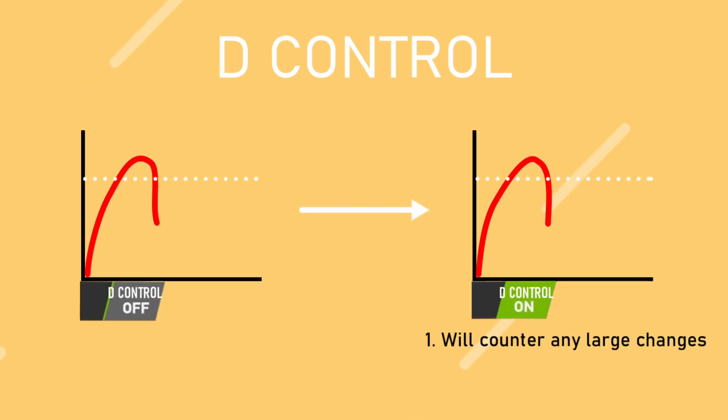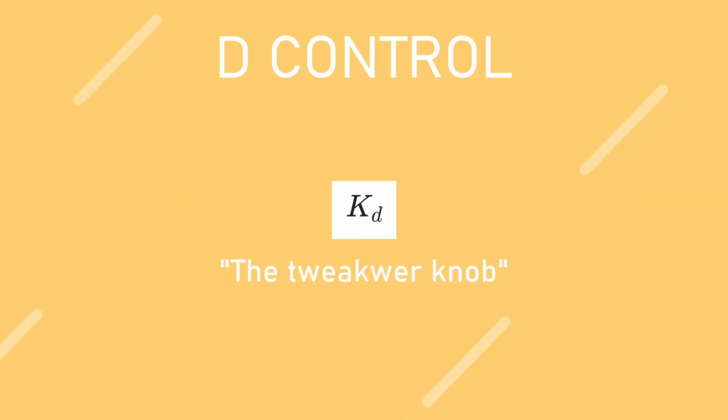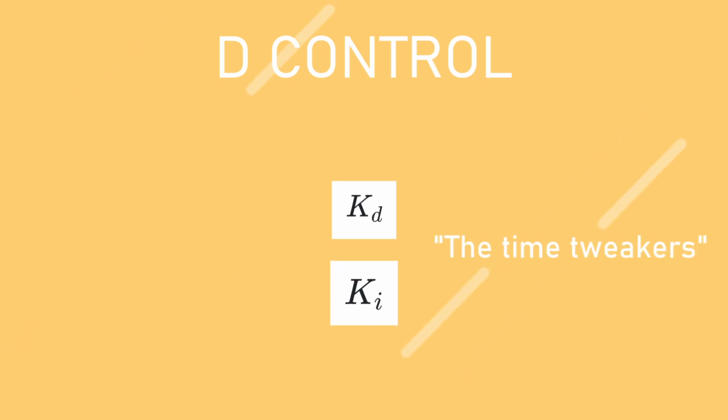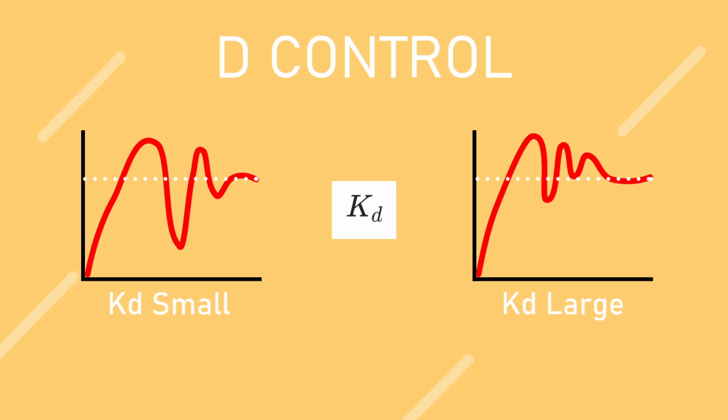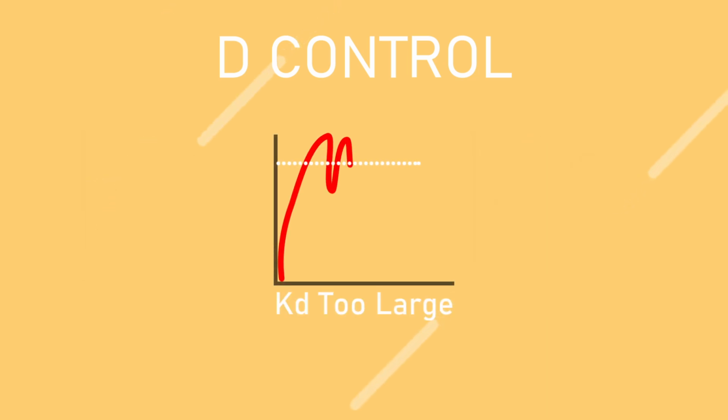D control will counter any larger changes by measuring the amount of error each loop, compares the amount of error this time and last time, and changes the value correspondingly. Again, Kd here is the tweaker knob in this math. Kd is also like Ki where you tweak the time. Kd changes the amount of time for the D control to push the value back. When Kd is larger, the effect of the D control gets stronger, and therefore it makes the response time quicker. However, when it is too large, it goes too much, causing to hunch.